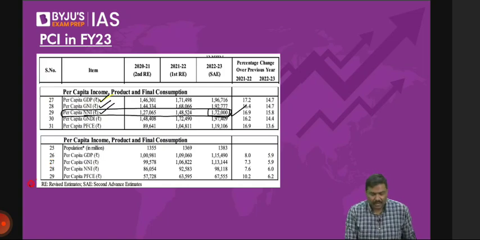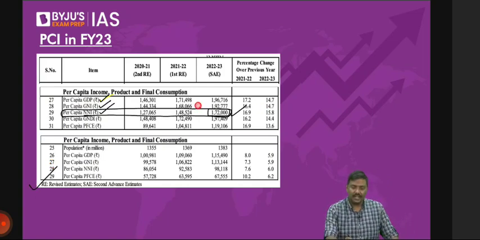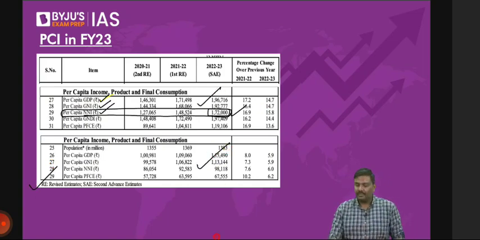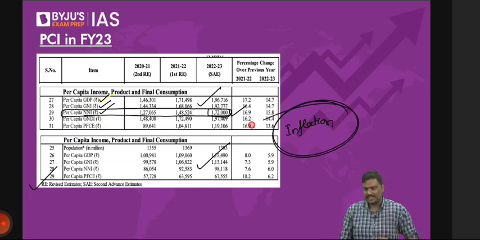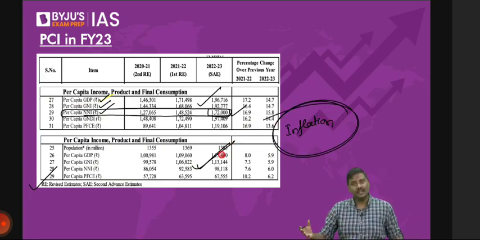Now, some of you will say, sir, data here is different. Simple. Inflation is there in the economy. Because inflation is there, we need to adjust for inflation. Now you'll be worried about inflation. That's the next chapter. We'll discuss that next. Do not worry. Okay, done.